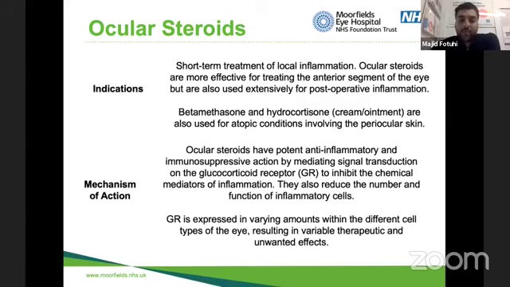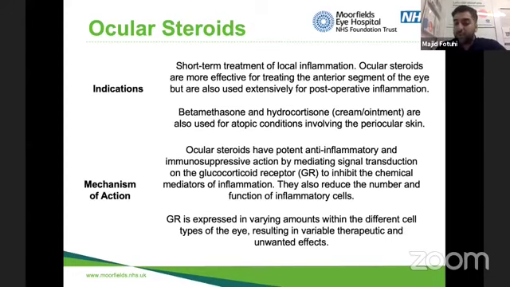So the way that steroids work, the mechanism of action, they are potent anti-inflammatories, and they are also known as immunosuppressants. And the way they work is by mediating signal transduction on the glucocorticoid receptor. What this does is it inhibits the chemical mediators of inflammation, such as cytokines, and it also reduces the number and function of inflammatory cells, because these cells are activated by these signals. So if we're inhibiting these signals, we're able to reduce this effect.